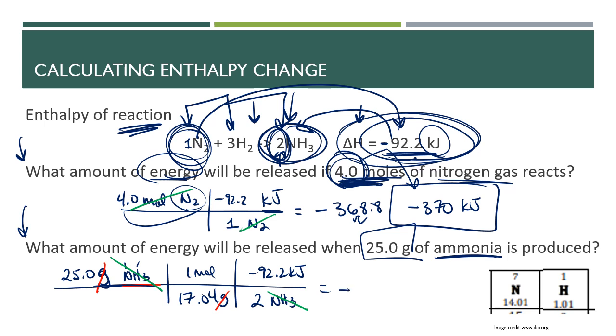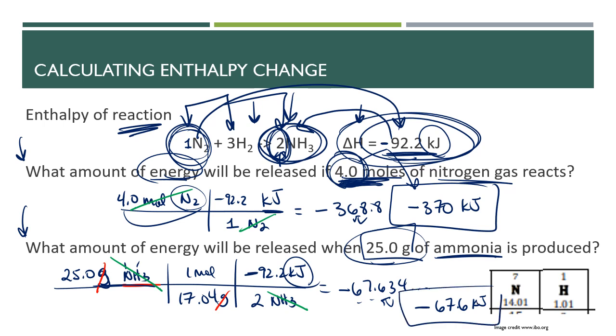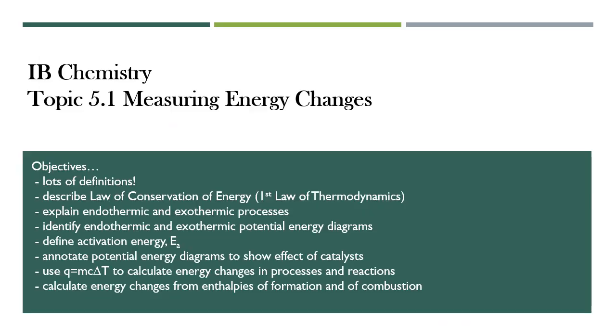negative, don't lose that sign, negative 67.634, lots of digits. We get to keep 1, 2, 3 sig figs. That 3 doesn't do anything to that 6. Our final answer is negative 67.6 kilojoules of energy released when all that ammonia is produced. Good? Great, we did it.